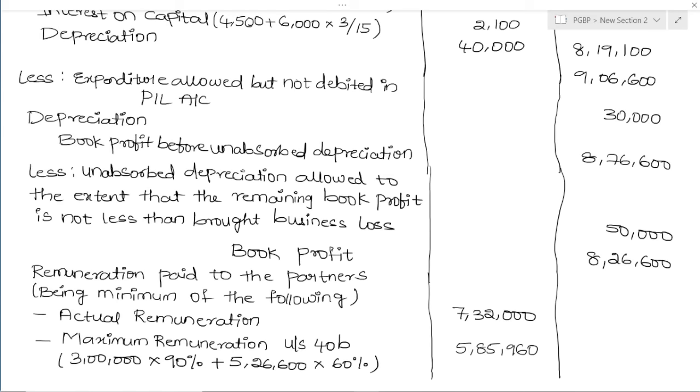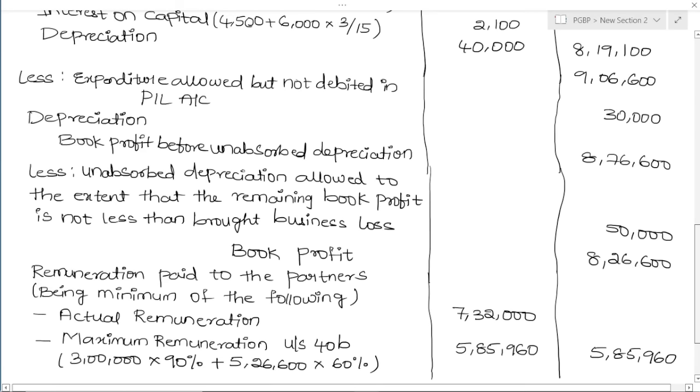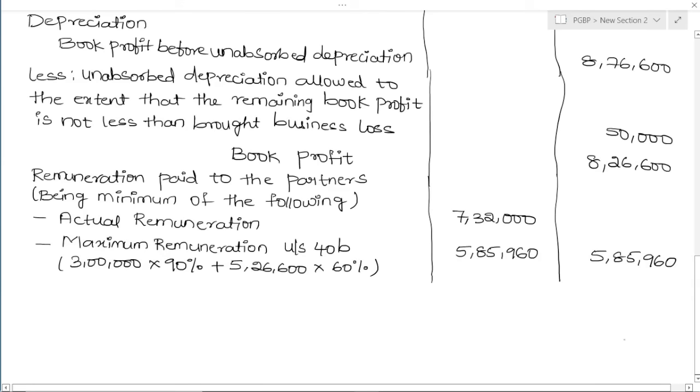5,85,960. Now let's compare 7,32,000 with 5,85,960. What is lower of the two? 5,85,960 is lower. Okay, that's over. Finish. What's there in it? 5,85,960. So close this. Now we wanted to calculate book profit.